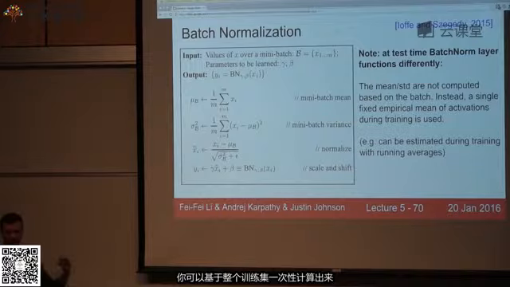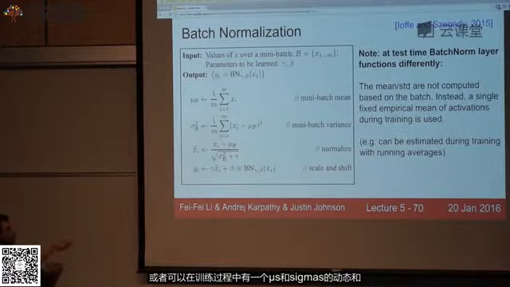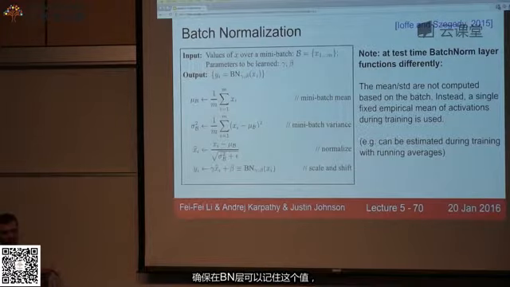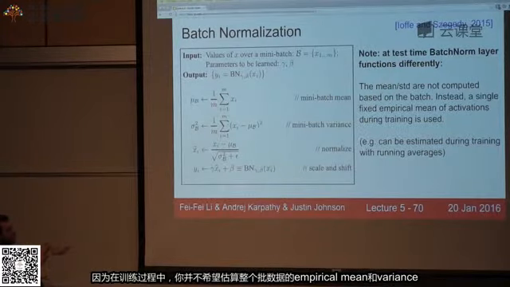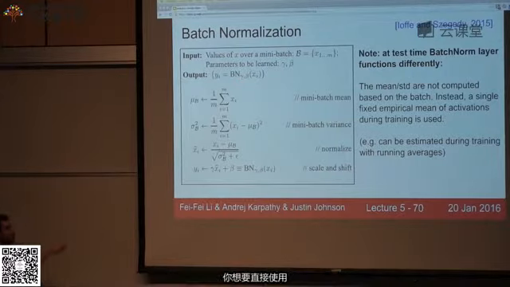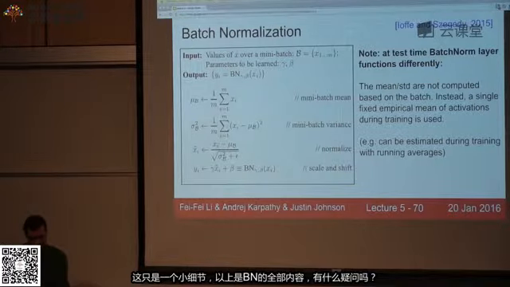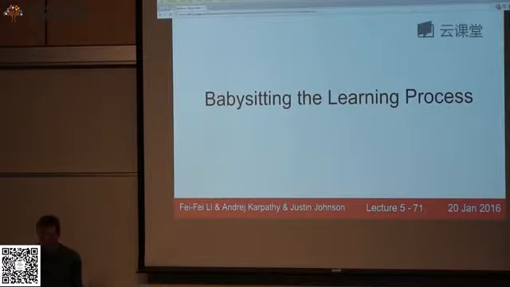You can compute that once over your entire training set, or you can just have a running sum of mu's and sigmas while you're training, and then make sure to remember that in the batch norm layer. Because at test time, you don't want to estimate the empirical mean and variance across your batch. You want to just use those directly. So this gives you a nice deterministic function forward at test time. So that's just a small detail. OK, and so that's batch norm.